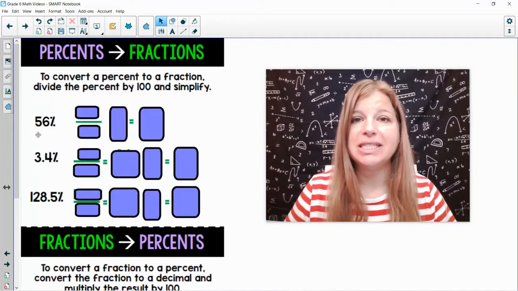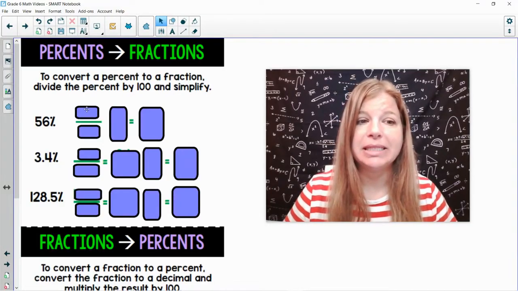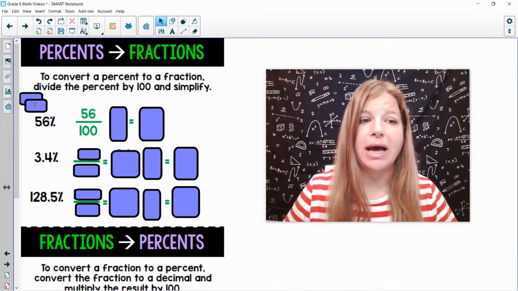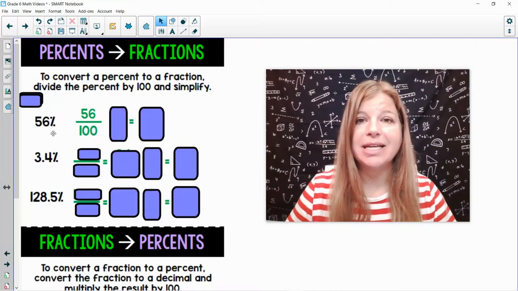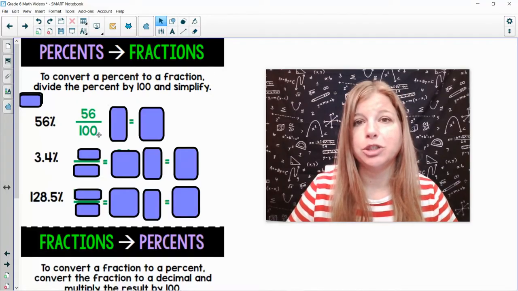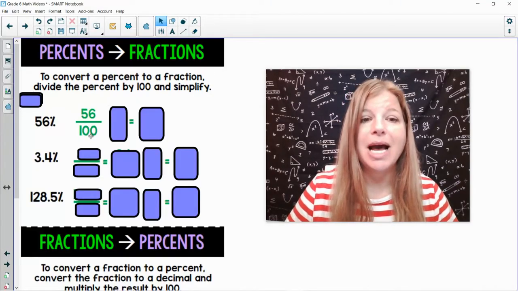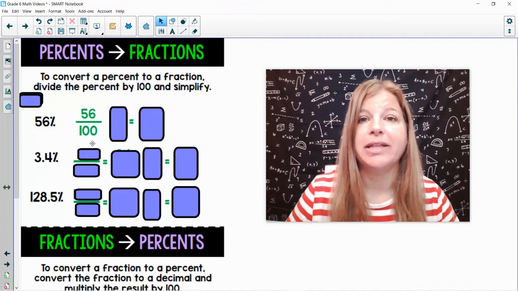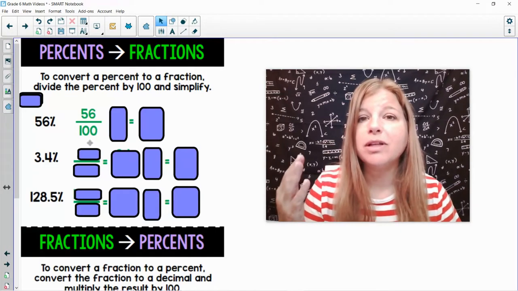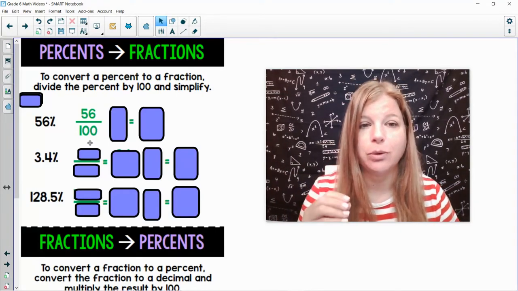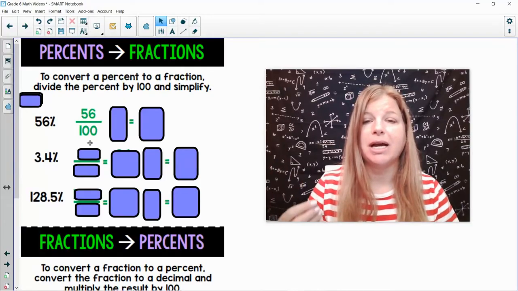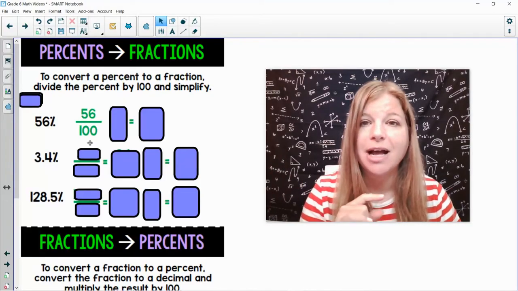So here, 56% means 56 out of 100. Anytime you take a percent, you just simply take that number and put it over 100, because that's the percent. Now what we want to do is simplify this fraction. We want to make an equivalent fraction in its simplest form, so we can start dividing by common factors. We really want the greatest common factor.